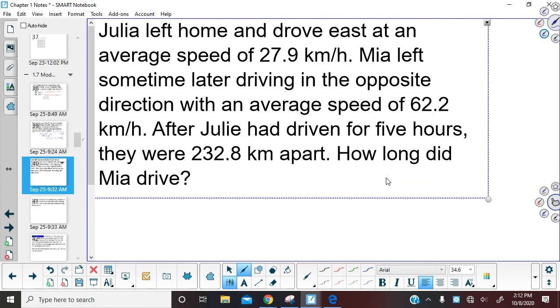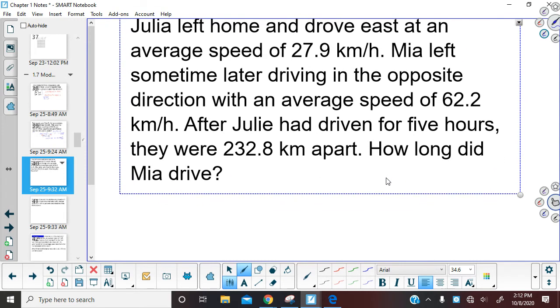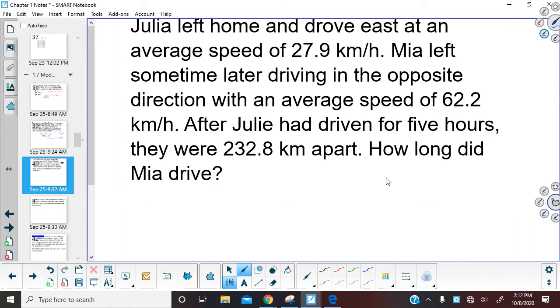Maya left sometime later, driving in the opposite direction with an average speed of 62.2 kilometers per hour. After Julie had driven for 5 hours, they were 232.8 kilometers apart. How long did Maya drive? So here's the deal. You can do this two different ways.